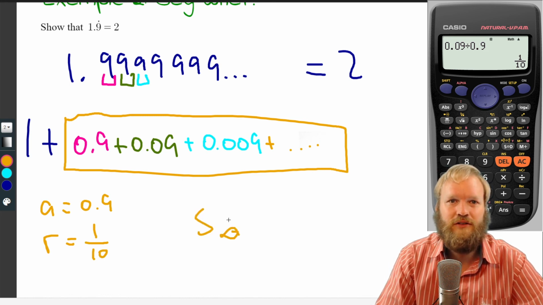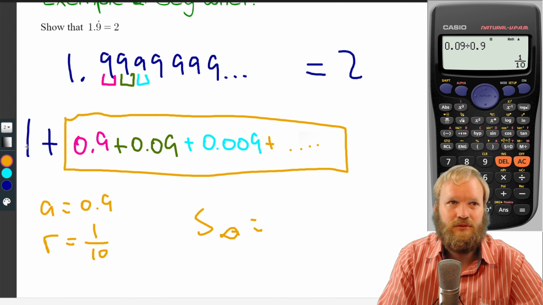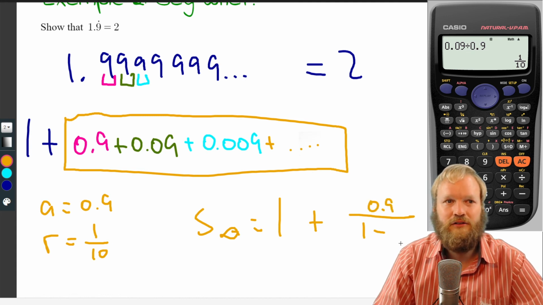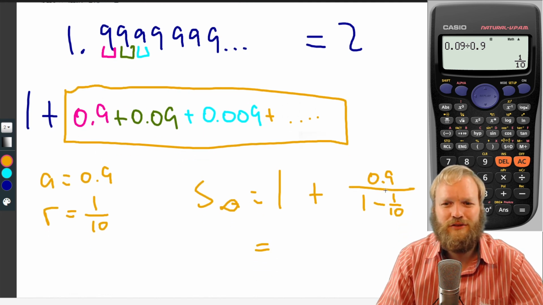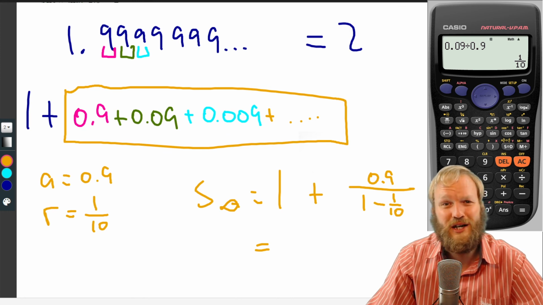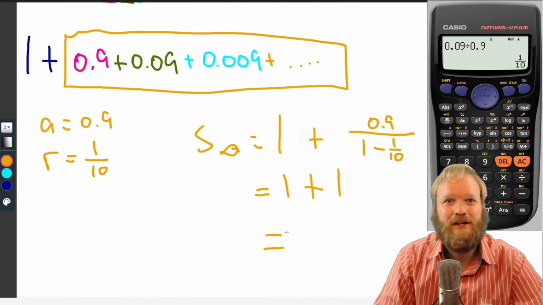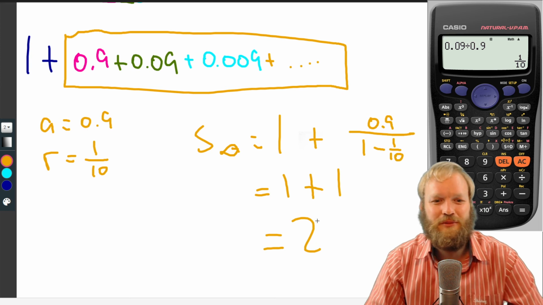So our sum to infinity here is, we must add that 1, and then we must go a over 1 minus r. A over 1 minus r equals, what do you get? If you punch that into the calculator, do you get 2? Well, I'm punching into the calculator. In fact, I can see that 1 minus that is 9 tenths. 9 tenths of 9 tenths is 1 plus 1 is 2. Nice little mathematical proof of that.